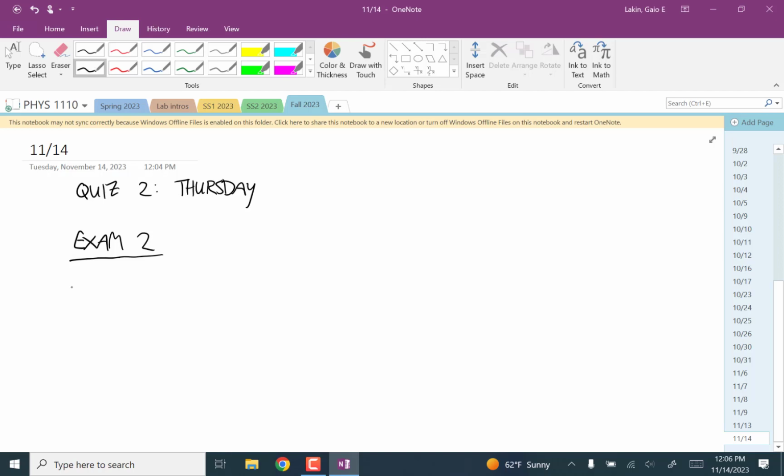Okay, so number 1 in exam 2: a ball is launched from 2 meters off the ground at a speed of 15 meters per second and an angle of 30 degrees above the horizontal. So this is 2 meters. It's launched.